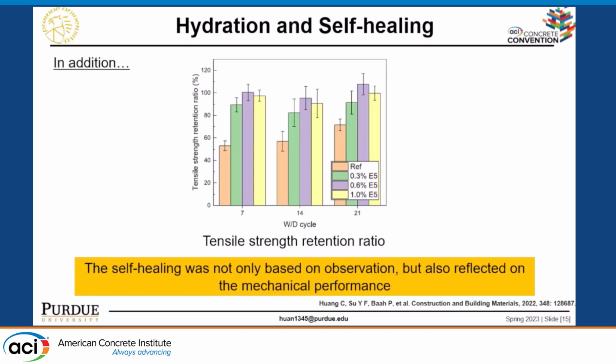The self-healing was not only about the self-sealing. It's not only the closing of the external cracks, but it also shows some recovery in the mechanical strength. In this case, it's the tensile strength. So we have a higher tensile retention ratio when we have the CNS inside the concrete material. We believe that this was due to the improved hydration and also the continuous hydration of the cement material.